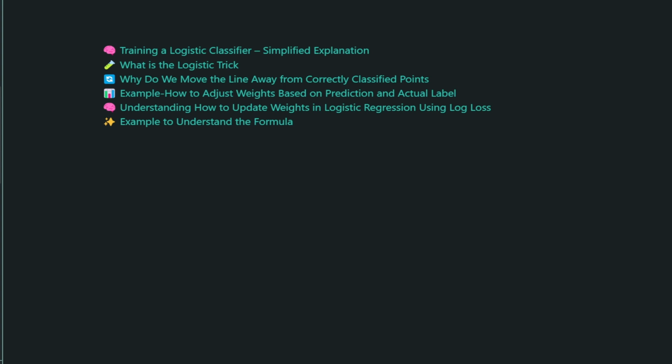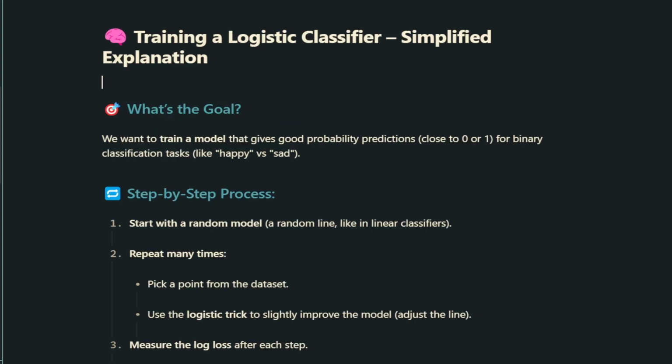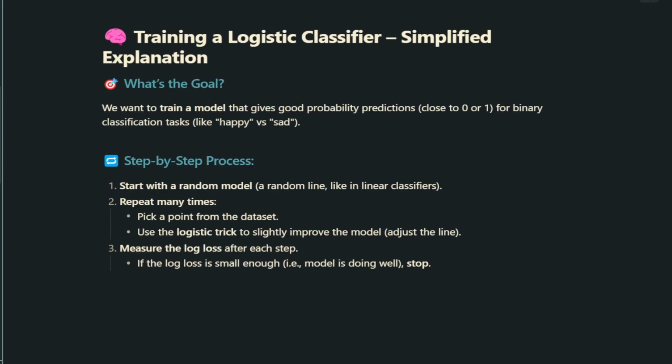Let's get started. Alright, let's begin with the basics. Training a logistic classifier in the simplest way possible. What's the goal here? Our goal is to train a model that can make probability predictions for binary classification tasks. In simple words, the model should be confident and give predictions close to 0 or 1, for example, predicting whether someone is happy or sad.